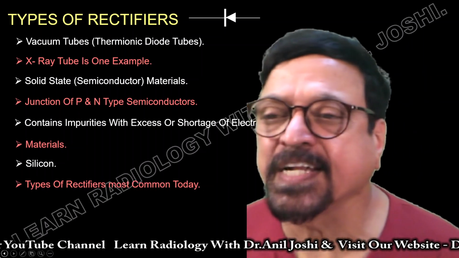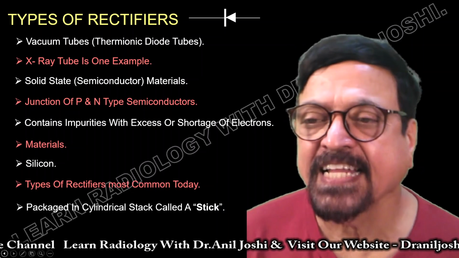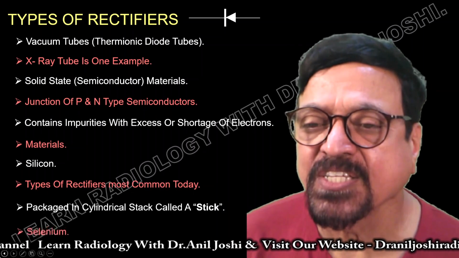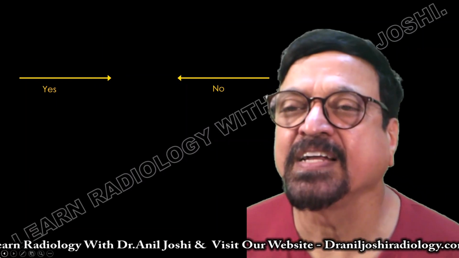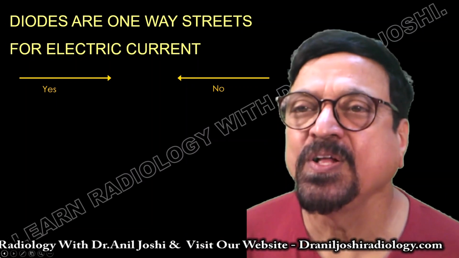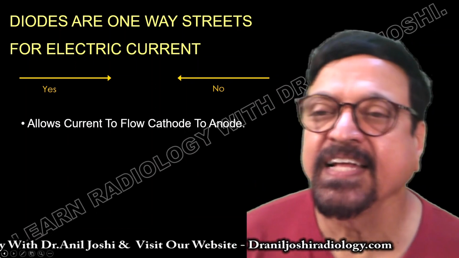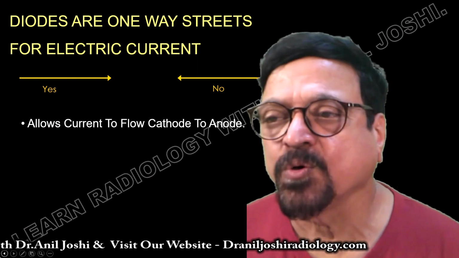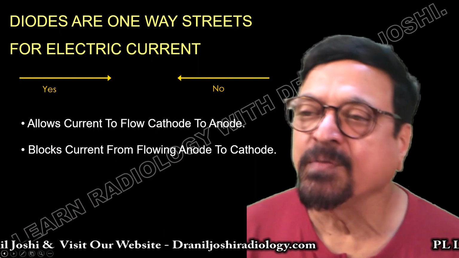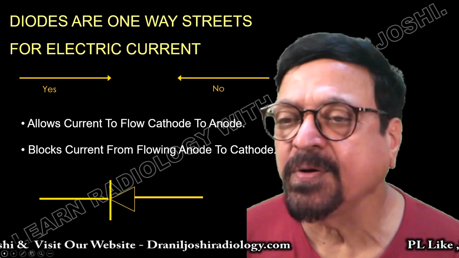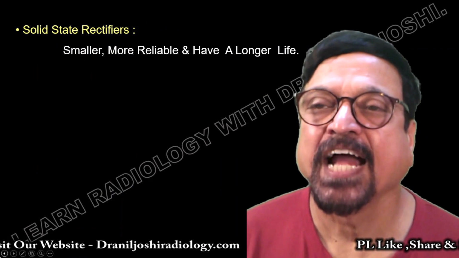Now the types of rectifier most commonly used are packed in a cylindrical stack called sticks, that is selenium. Here see, one way yes, other way no. Now diodes are a one way street for electronic current. They allow current to flow from cathode to anode. They block the current from flowing from anode to cathode, so reverse flow is not allowed. There is no heating by these negative waves and no wear and tear.